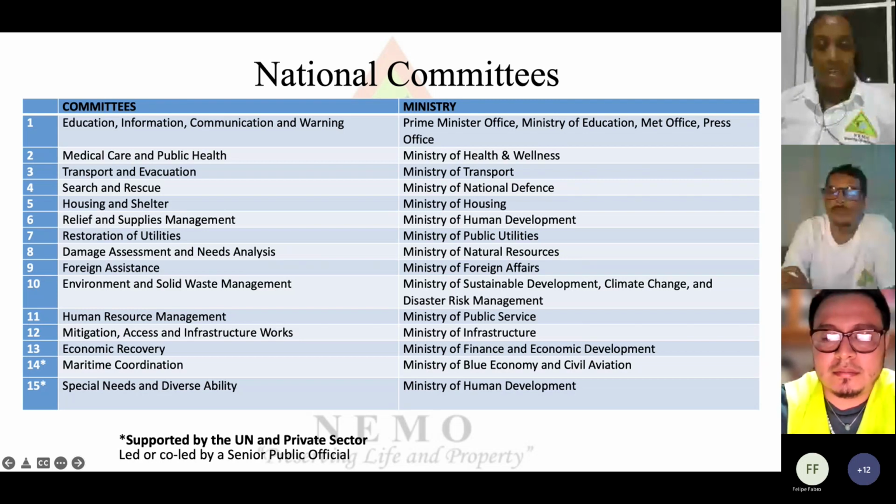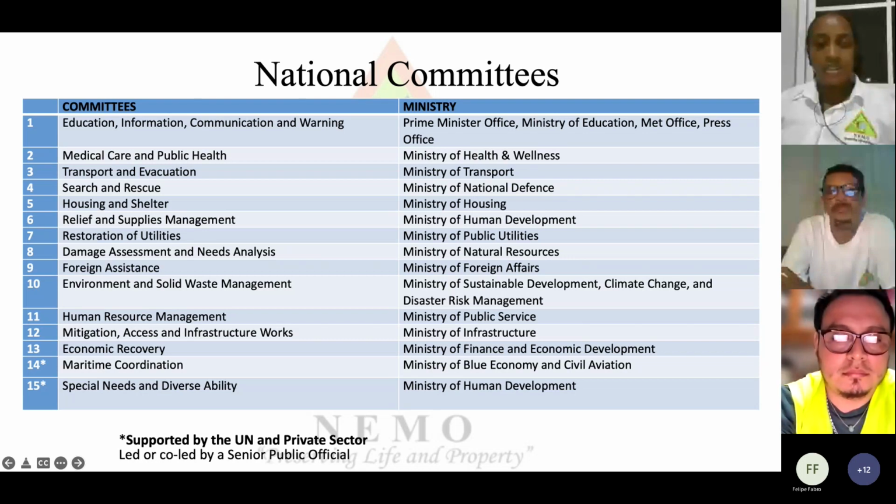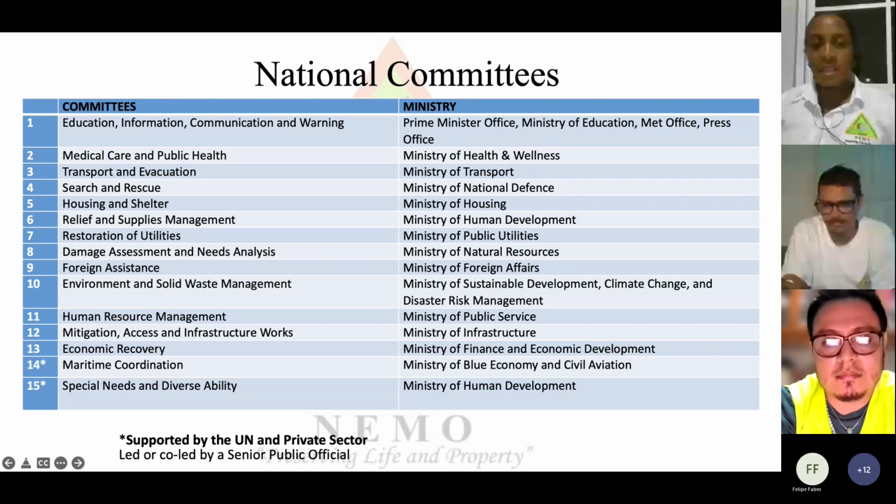So in your COROZAL emergency committee, somebody should be sitting there representing education, information, communication, and warning. That committee is responsible for getting the message out to people. For example, if there's a tsunami coming, this is the committee responsible for getting that message out to everybody, using whatever resources and connections they have, communicating with everybody at the village level, everybody who would possibly be affected. You have somebody who can make decisions representing the medical care and public health committee.